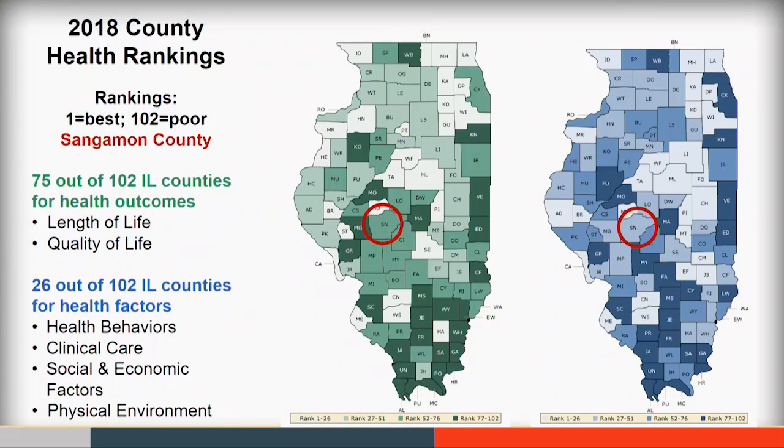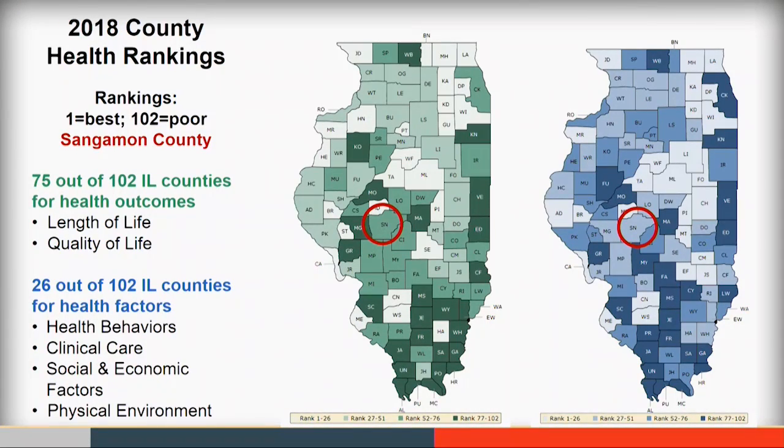One of the main reasons we are at number 26 is because our clinical care typically ranks in the top 3 or so of the state. So we have good hospitals, a lot of doctors, a lot of resources in this county that other counties downstate don't have. So those resources and the quality of the care can bump up our ranking.